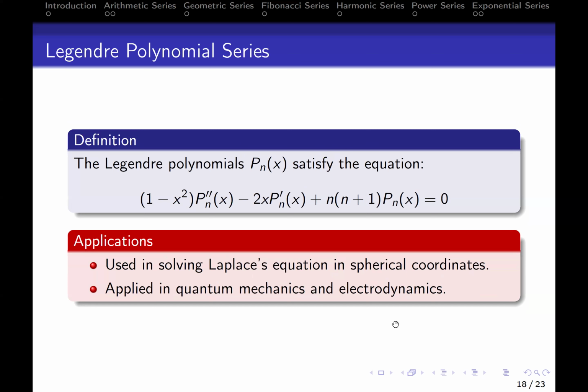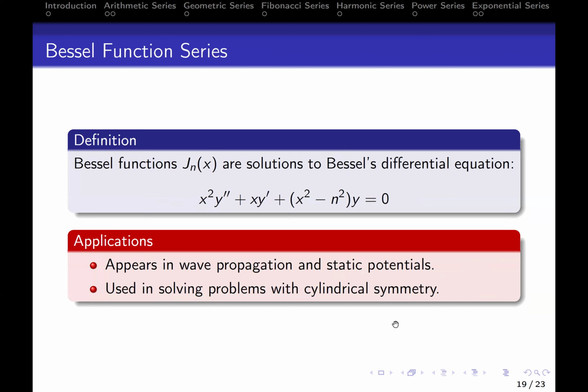Okay. Then you have the Bessel function series. Bessel functions Jn of x are solutions to Bessel's differential equation that you have down there. They appear in wave propagation and static potentials, and they are also used in solving problems with cylindrical symmetry. I'm just rushing through because I'm just giving an overview of all of these series.